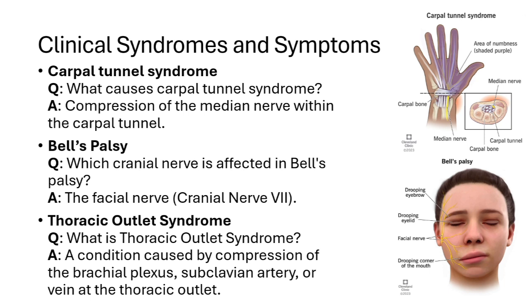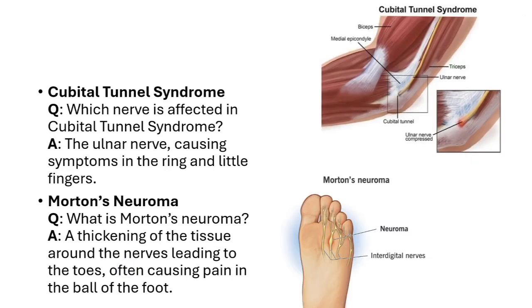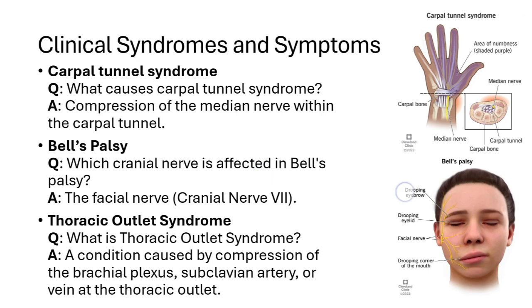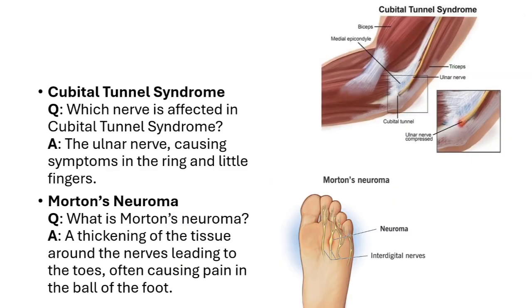What is thoracic outlet syndrome? It is the condition caused by the compression of the brachial plexus, subclavian artery or veins at the thoracic outlet. What is cubital tunnel syndrome? So there is the ulnar nerve causing symptoms in the ring and little finger. You can see in this image as well the ulnar nerve, which supplies the ring and little finger, is affected.